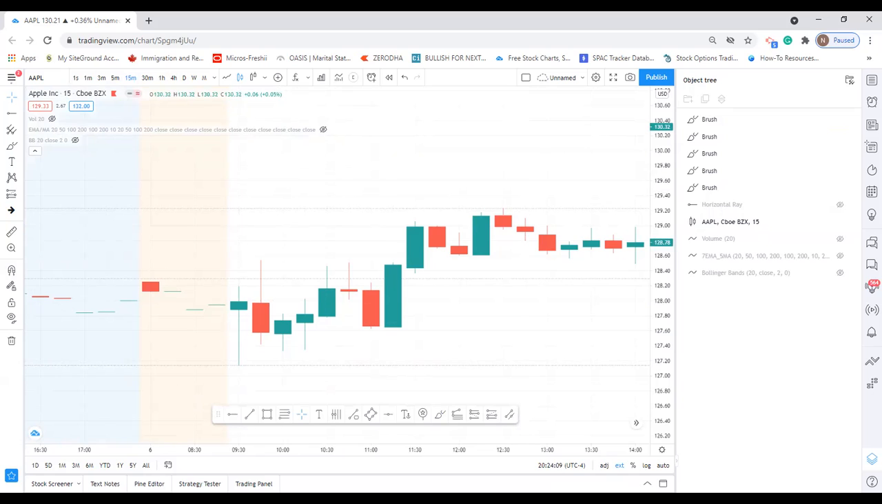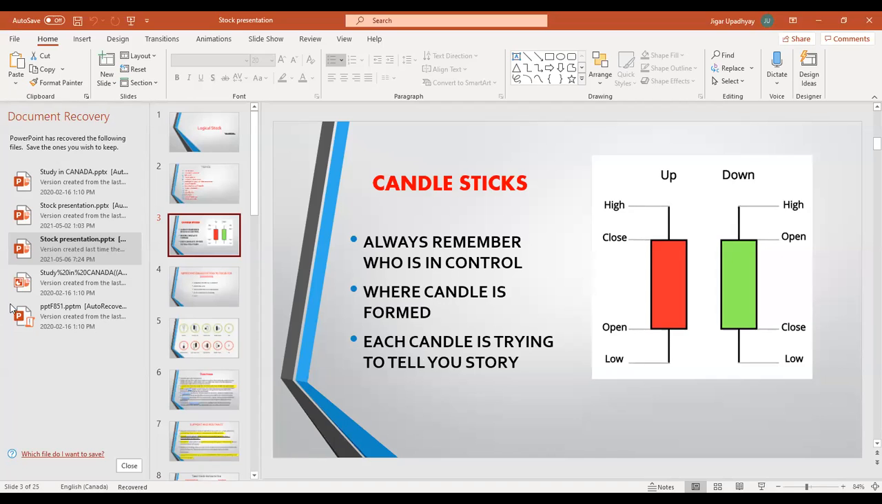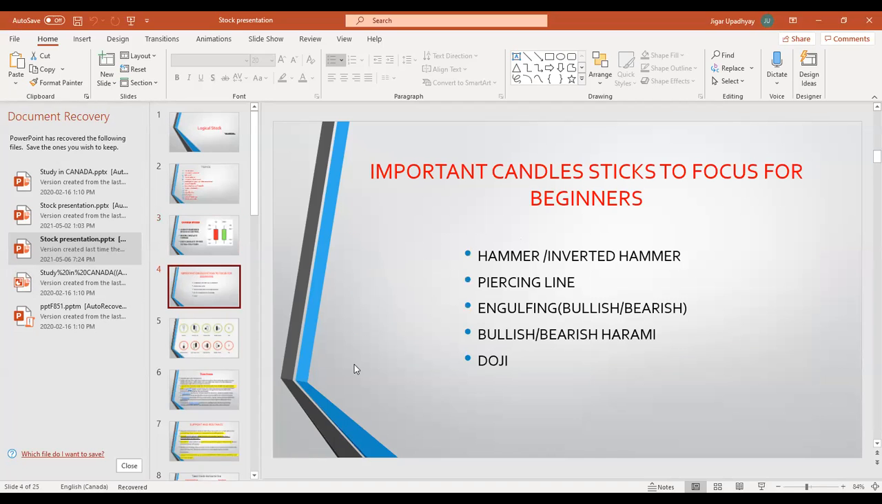Okay, there are different kinds of time frames, different kinds of candlesticks. Let's see the candlestick. So the type of, you don't have to remember the name.